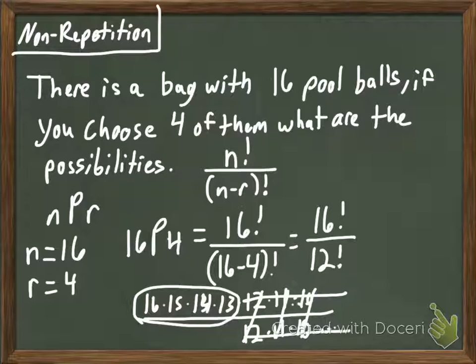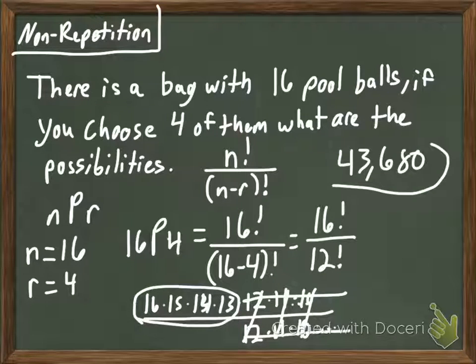So if we were to type 16 times 15 times 14 times 13 in a calculator, we'd get 43,680 choices. So if we had 16 pool balls in a bag and we wanted to pick out 4 of them, there'd be 43,680 possible ways to do that. So that's our answer.